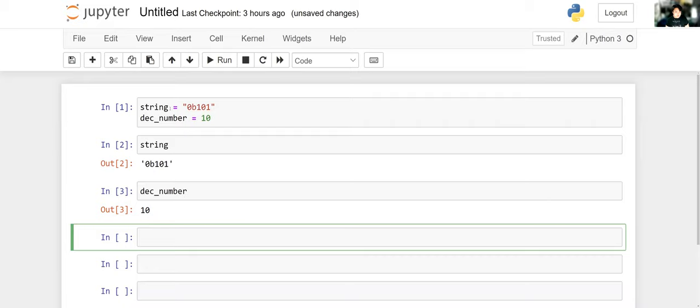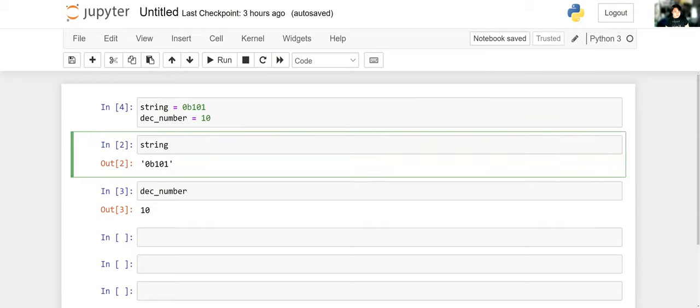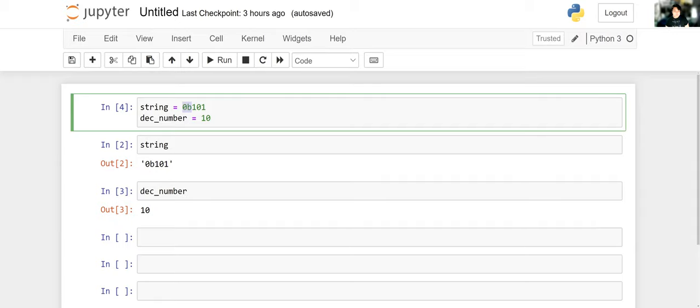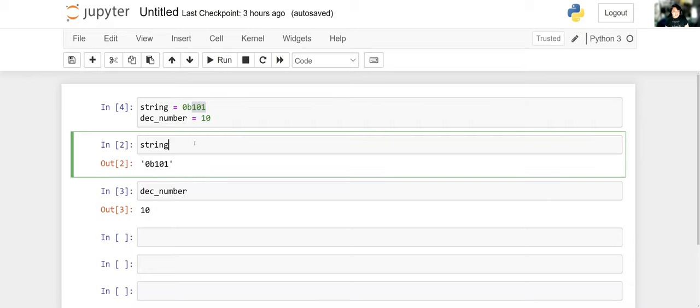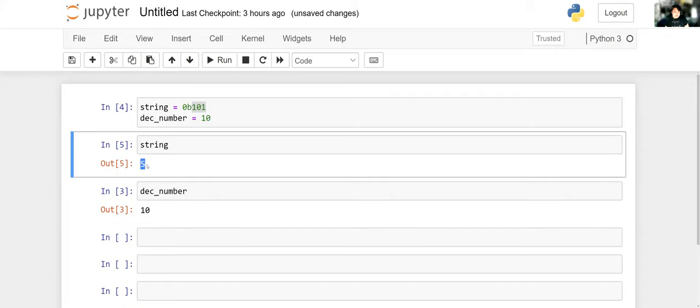But now if we actually turn this into a number, let's say 0B101, 0B is the prefix for binary. Which means that Python will read 101 as binary, and not as 101. So if we output it, it will automatically convert it to the decimal form, right? So it's now outputted as 5 instead of 0B101.